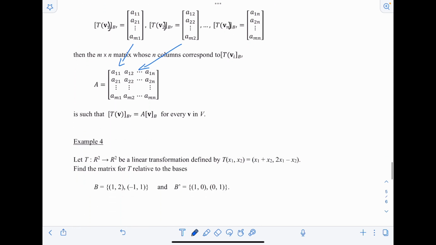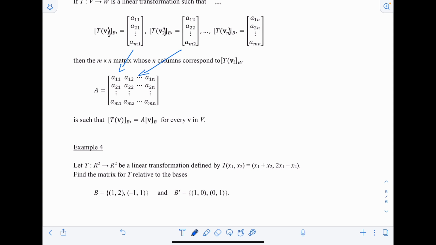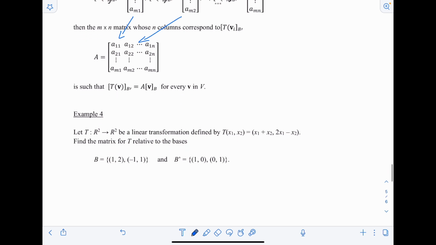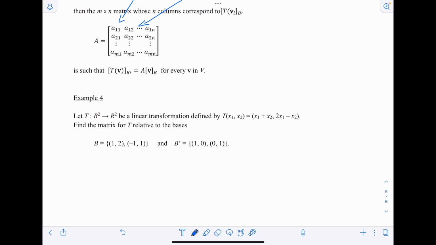but it says let T map R2 to R2 be a linear transformation defined by T of x1, x2, given by x1 plus x2 and 2x1 minus x2. Find the matrix for T relative to the bases. And we've got the bases defined as below. Okay, so remember that in B, it's just the set of vectors v1, v2, etc. In this case, obviously, just v1, v2. And I'm going to call the vectors in B prime W1 and W2.